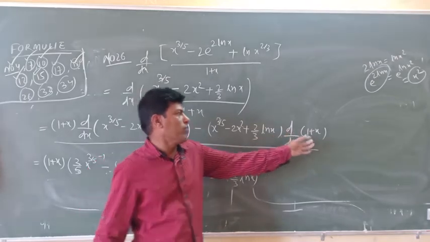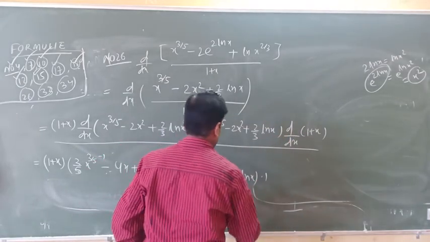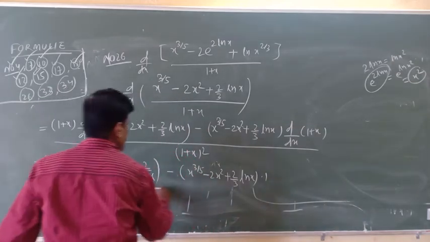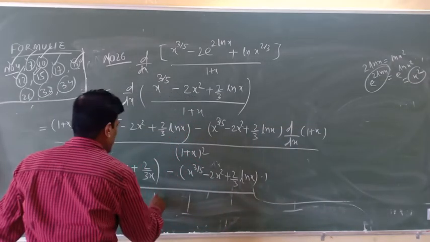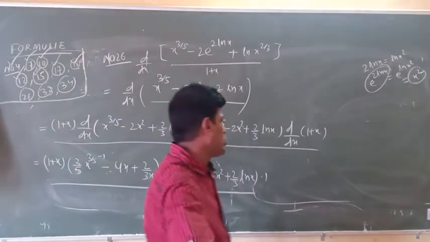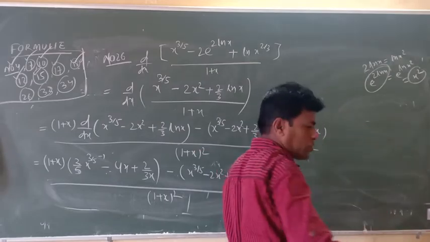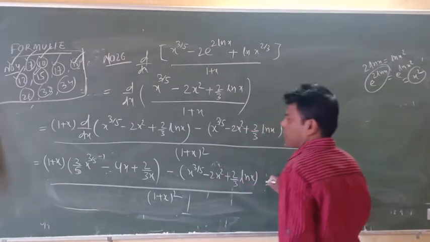Now going to the derivative of 1 plus x: the derivative of 1 is a constant, equal to 0, and the derivative of x is equal to 1, divided by 1 plus x whole square. You can also simply write this function in this way.